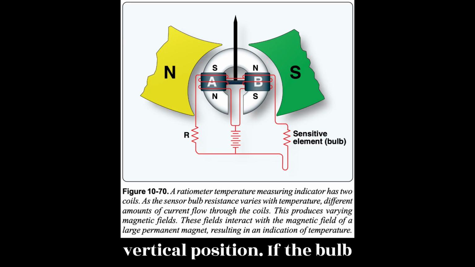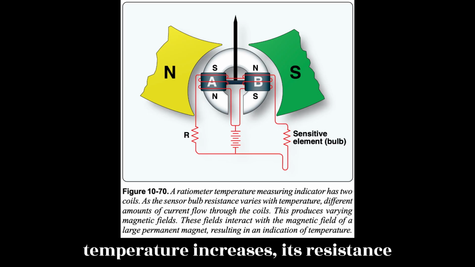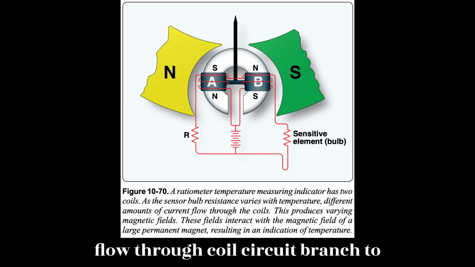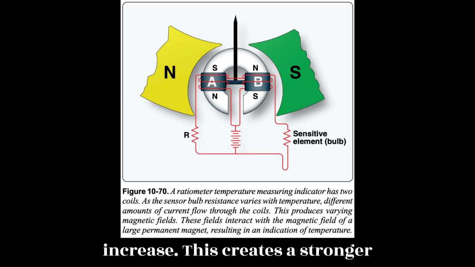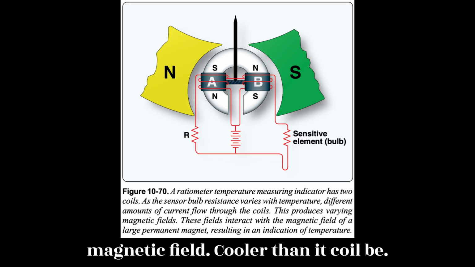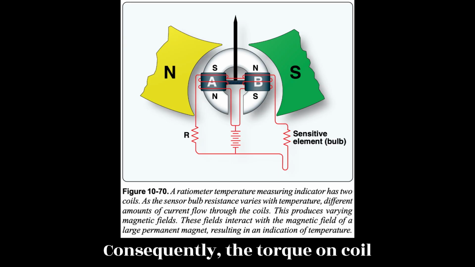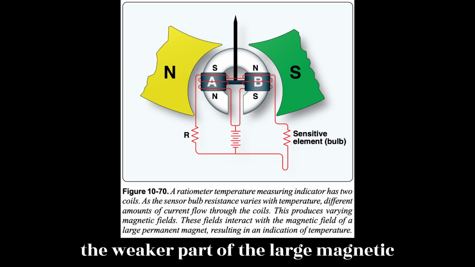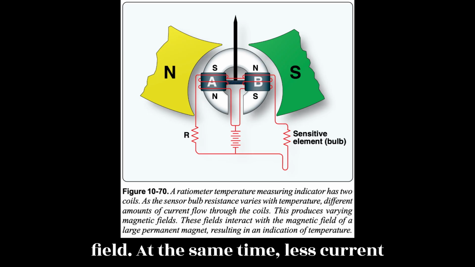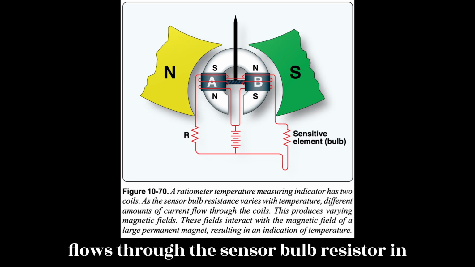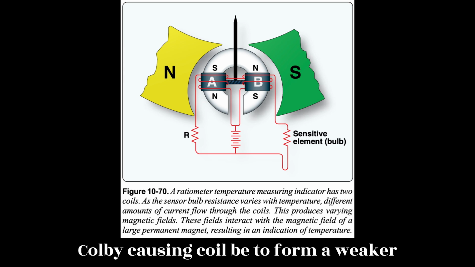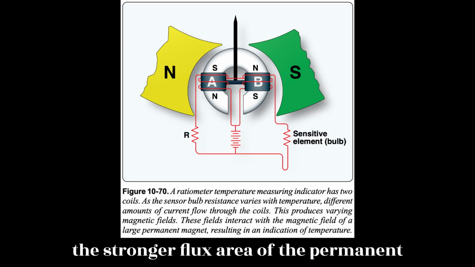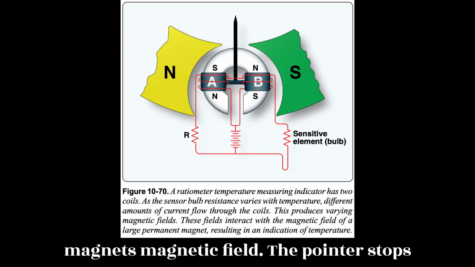If the bulb temperature increases, its resistance also increases. This causes the current flow through coil A circuit branch to increase. This creates a stronger magnetic field at coil A than at coil B. Consequently, the torque on coil A increases, and it is pulled downward into the weaker part of the large magnetic field. At the same time, less current flows through the sensor bulb resistor in coil B, causing coil B to form a weaker magnetic field that is pulled upward into the stronger flux area of the permanent magnet's magnetic field.